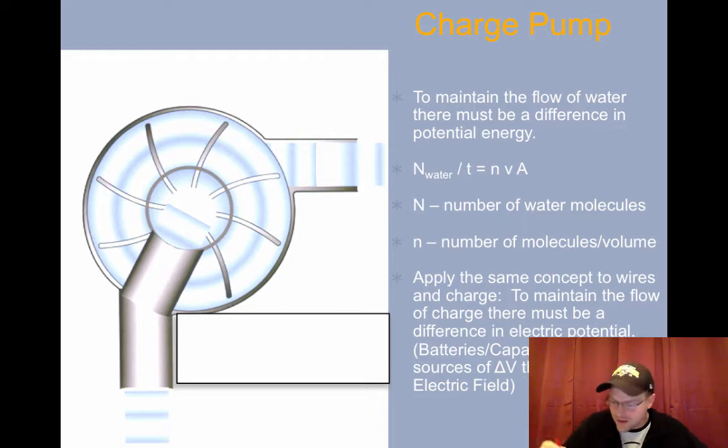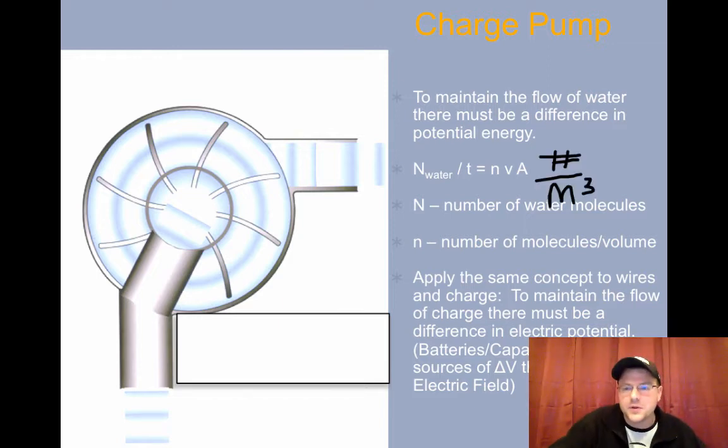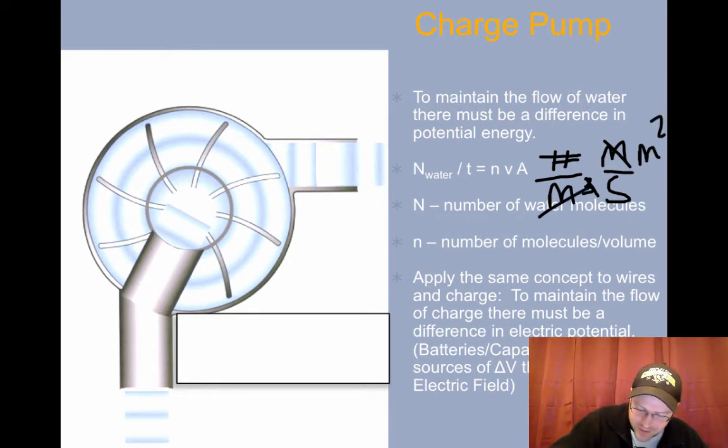And if you look at that, if you take little n being number per unit volume, you take velocity, meters per second, you can get rid of one of the meters, and you multiply by an area, that's meters squared, that's going to knock out the rest of my distance units. And what you'll get is the number of water molecules that pass by every second.